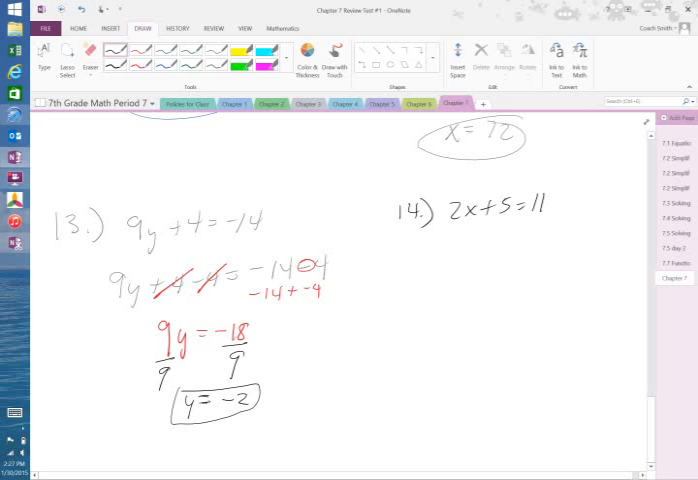So, what'd you get, Cameron? 3? Yeah, that's right. All right. 2x plus 5 minus 5 equals 11 minus 5. That gives us 2x is equal to 6. Divide by 2, divide by 2, x is equal to 3.